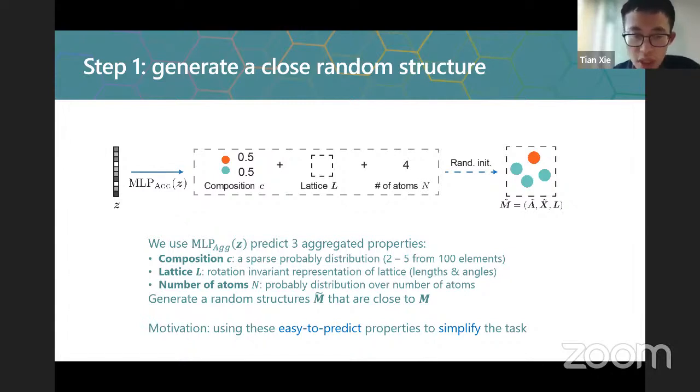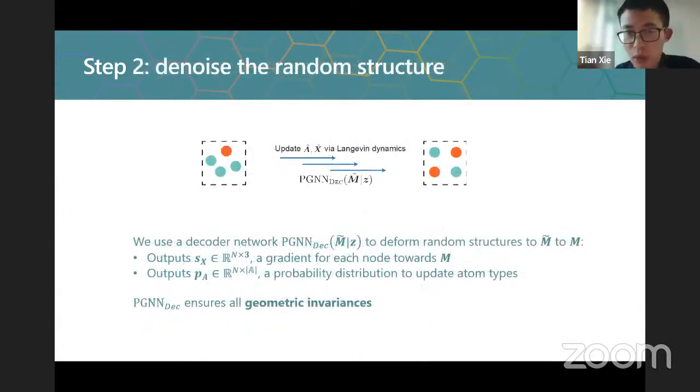Given this information, you can randomly initialize a structure by randomly initializing both atom types and positions that are close to the final structure that we hope to predict. The reason we want to do this is because this will significantly simplify the diffusion model. Basically, we can use these easy to predict properties to simplify the task of the final generation of stable materials. Once we have this random initial structure, the goal of the second step is to have a decoder network, a graph network, gradually deform this random initial structure into a final stable structure.